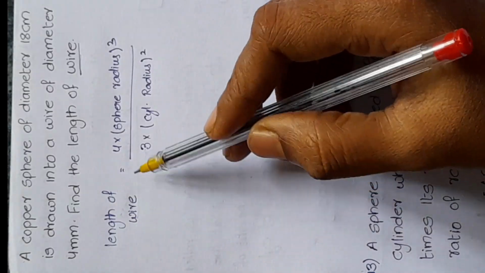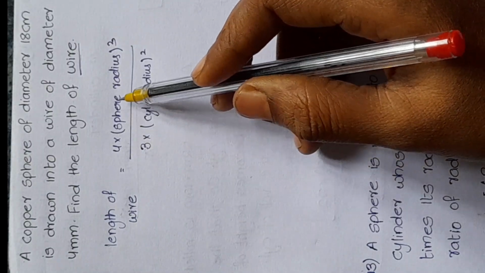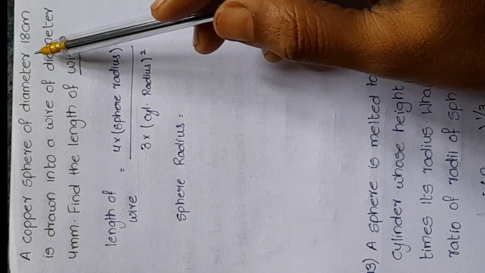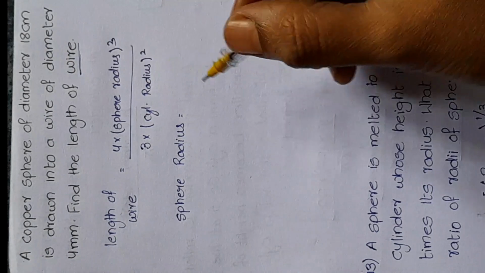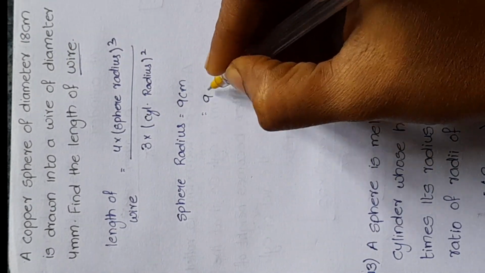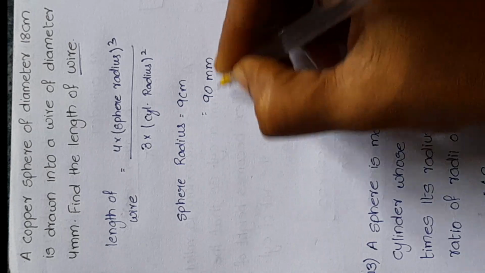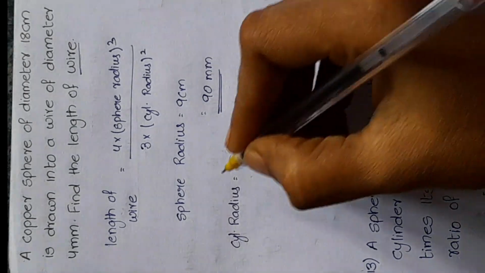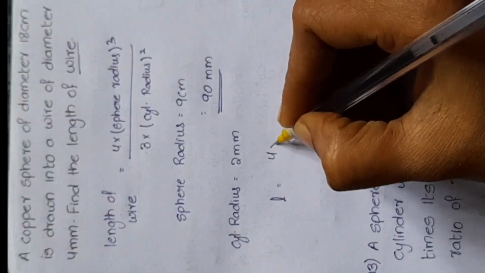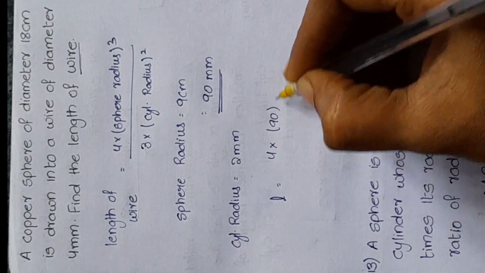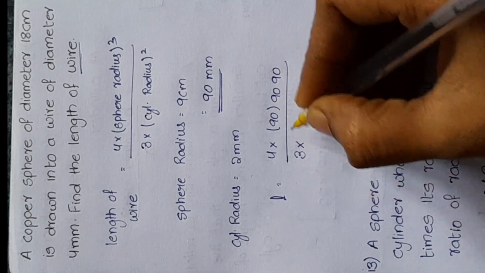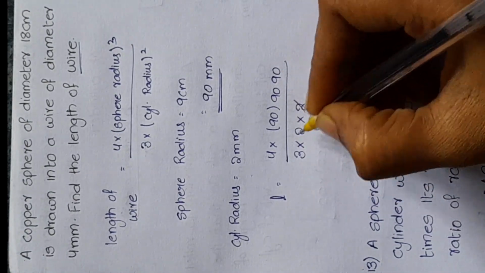The formula is length of the wire is equal to 4 into sphere radius cube by 3 into cylinder radius square. Sphere radius: diameter is given as 18 centimeters, so the radius becomes 9 centimeters. Converting this into millimeter, we get 90 millimeters. Cylinder radius is 2 millimeters is given. So the length of the wire L is equal to 4 into sphere radius, 90 into 90 into 90 by 3 into cylinder radius square, that is 2 into 2.